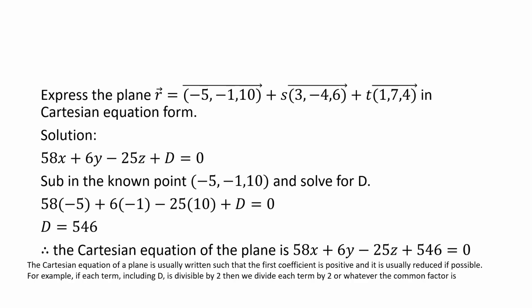So the Cartesian equation of a plane is usually written such that the first coefficient is positive, and it's usually reduced if possible. So for instance, had we determined that the equation of the plane was 116x plus 12y minus 50z plus 1092 is equal to 0, then what we would have done is divided left and right side of that equation by 2, thereby reducing it the way you see there.